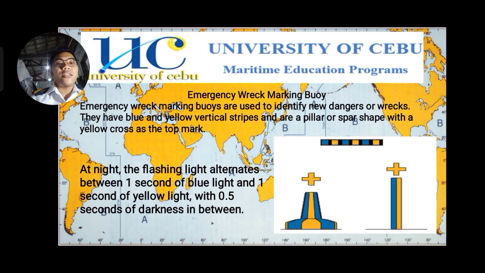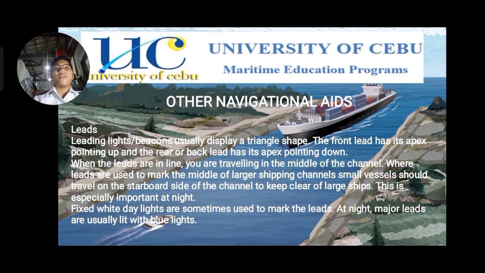At night, the flashing light alternates between 1 second of blue light and 1 second of yellow light. So it is alternating blue and yellow light, with 0.5 seconds of darkness in between. So that's it for emergency wreck marking buoy.